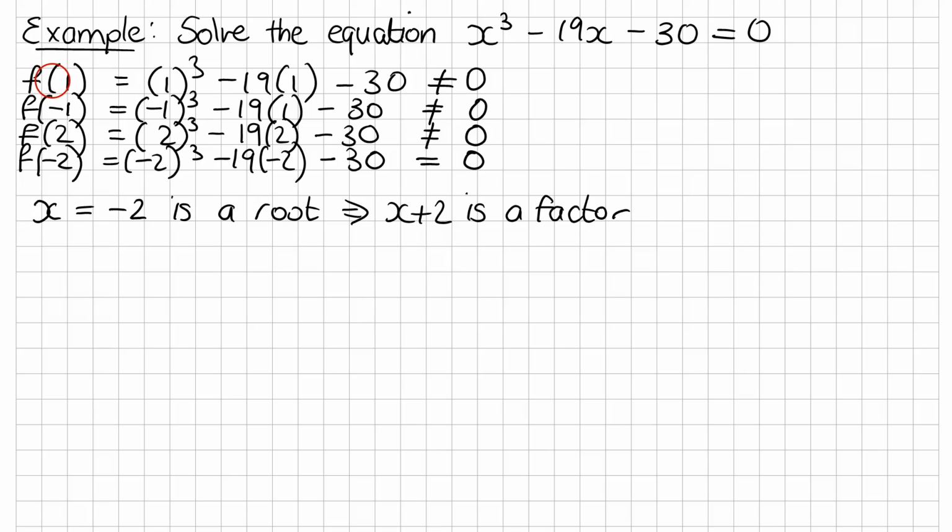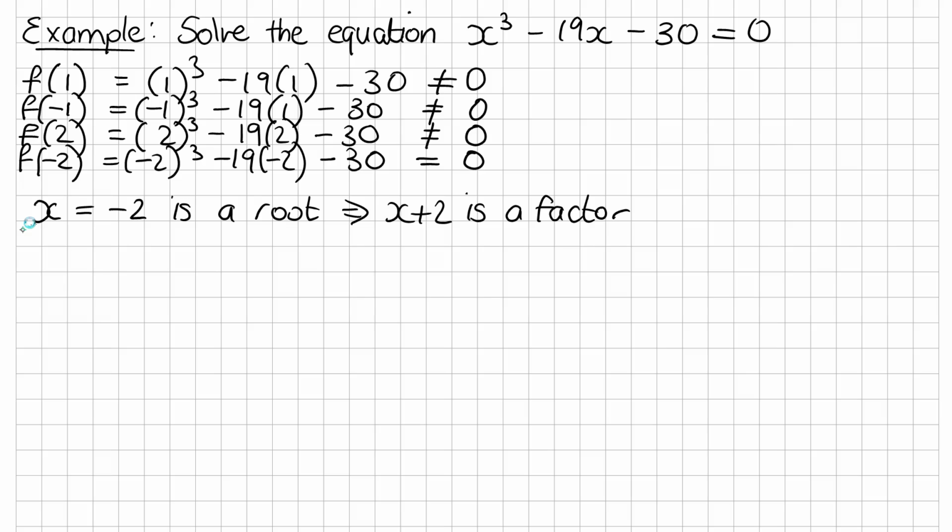So I tried 1, and 1 gave me minus 48, which is not equal to 0. Minus 1 gave me minus 12, again not equal to 0. 2 gave me minus 60, again not equal to 0. So they really made me work for my money here. Then I got f of minus 2 equal to 0. So that means x plus 2 is a factor.